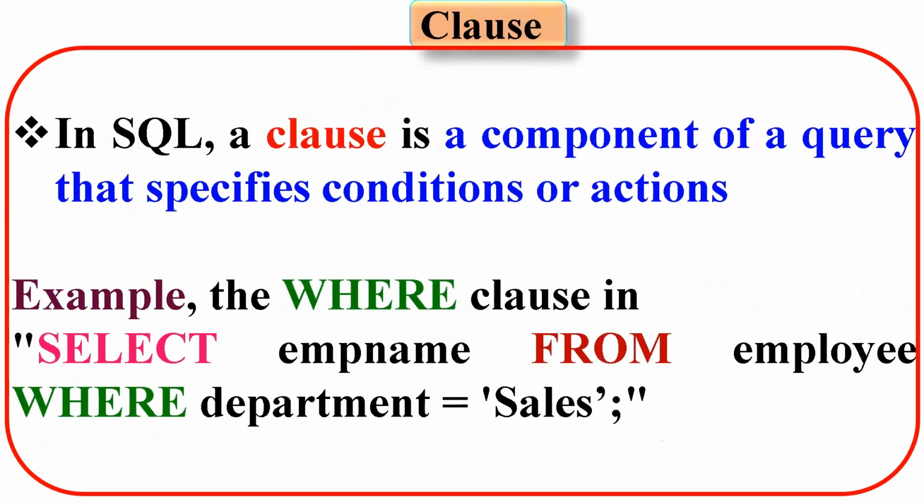Clause. In SQL, a clause is a component of a query that specifies conditions or actions. It is a distinct logical part of an SQL statement. Clauses begin with a keyword for which they are named and consist of arguments as well. For example, the where clause in select emp name from employee where department equals sales semicolon. Here, arguments complete or modify the meaning of the clause, which is department in the given example.